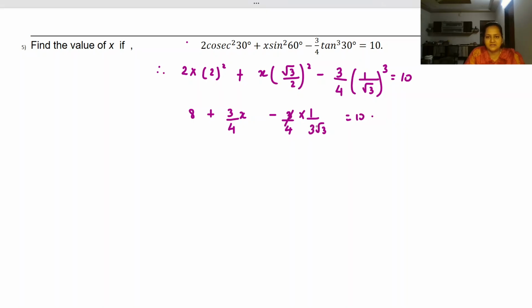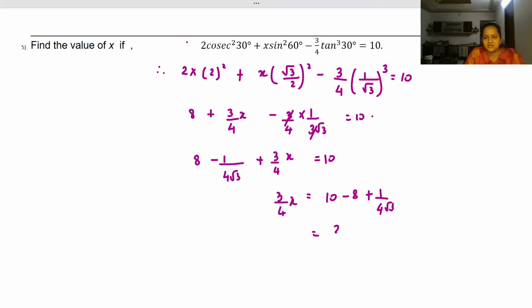So if I simplify, we get a 3 cancelled over here. We have 8 minus 1 upon 4 root 3 plus 3 upon 4 x is 10. So I have 3 by 4 x is 10 minus 8 plus 1 upon 4 root 3. So initially to simplify, we have 10 minus 8, 2, plus 1 by 4 root 3 is 3x upon 4. So 3x upon 4, when we take LCM on this side, or butterfly, as you know, we have 8 root 3 plus 1 upon 4 root 3.